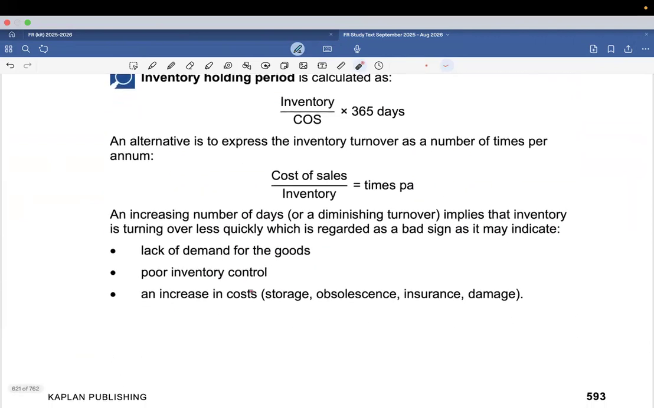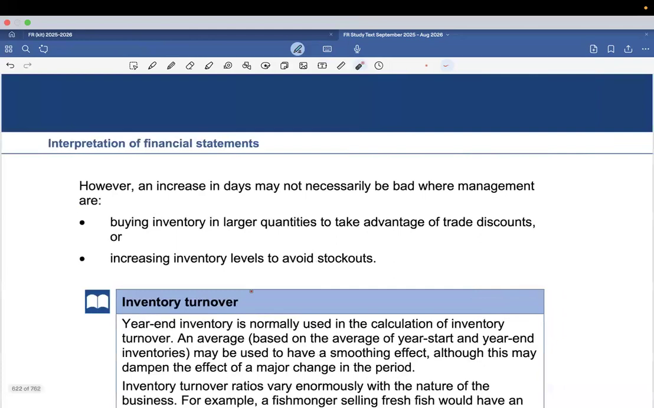So if it is increasing, what would we say? That the demand for the goods is less, hence inventory is staying there. Or we can say that the company has poor inventory control, or that there is a much larger increase in cost because the inventory was held for too long that we have to repair the damage done due to obsolescence. All of these things.